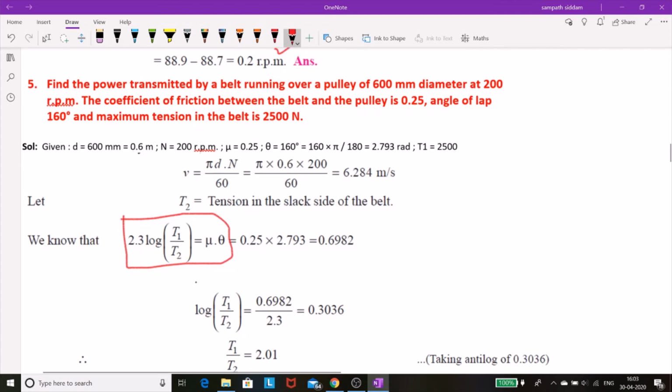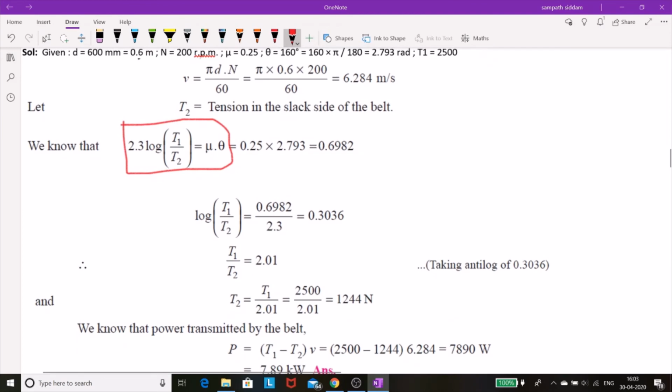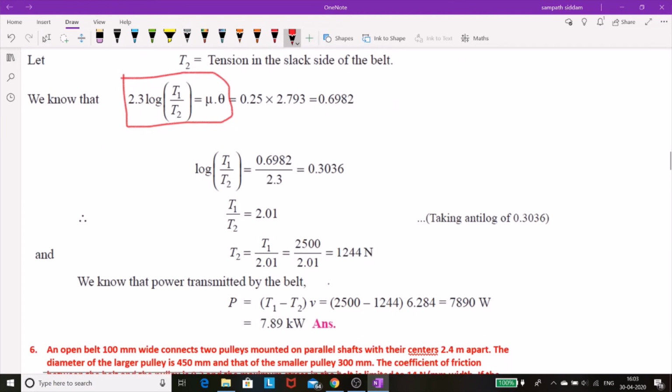Here mu is given, the coefficient of friction, and theta is also given, the angle of lap, which is 160 degrees. You need to convert this angle of lap into radians, multiply by pi by 180, then you'll get 2.793. Substitute over here, then you'll get the value of T2, because T1 is already known. Once T1 and T2 are known, finally substitute in the power, then you'll get the value of power. Okay, I hope I'm clear.